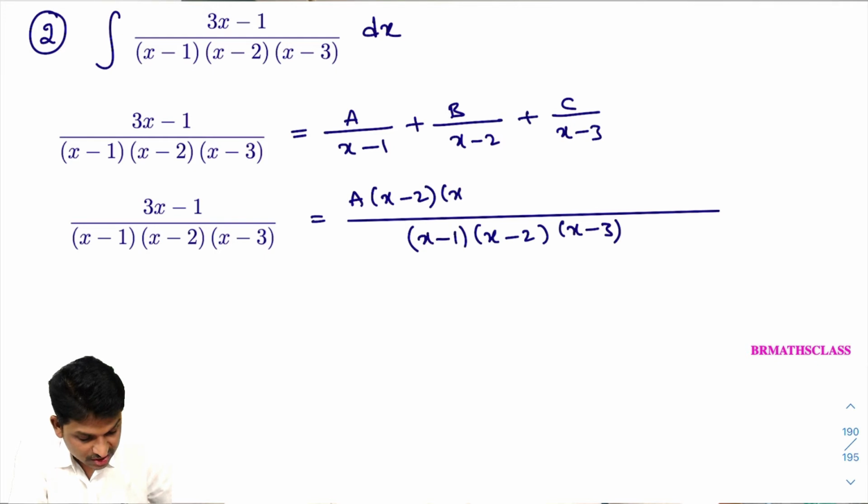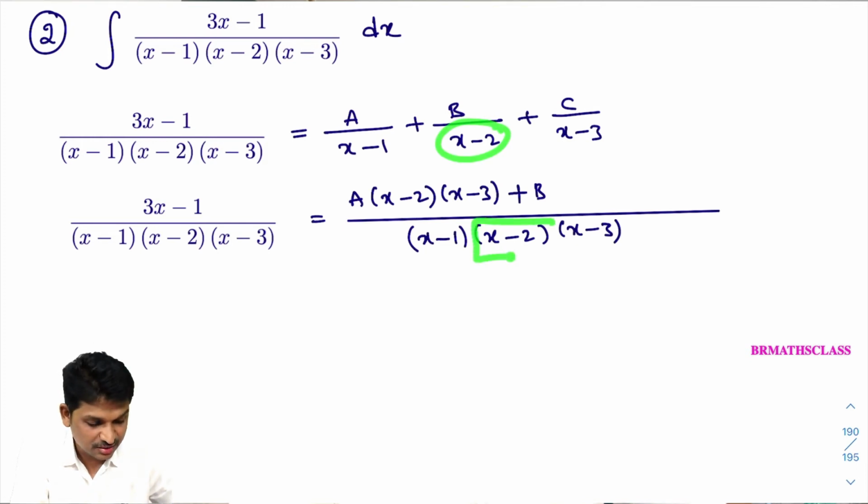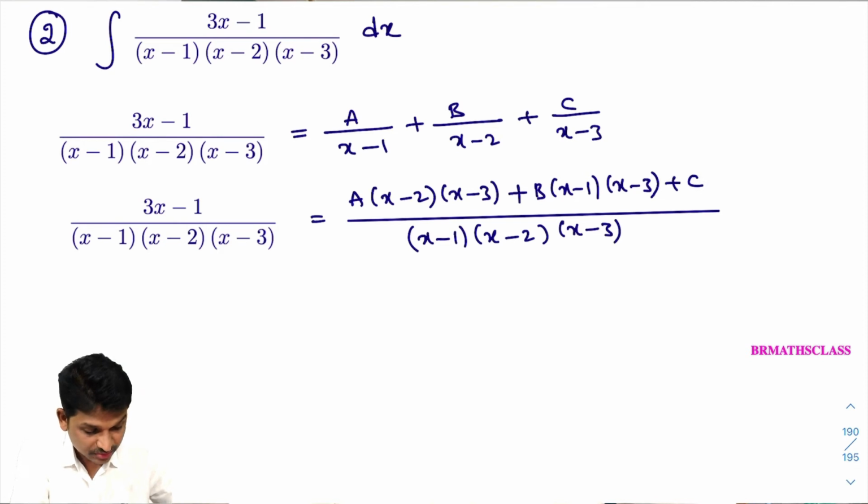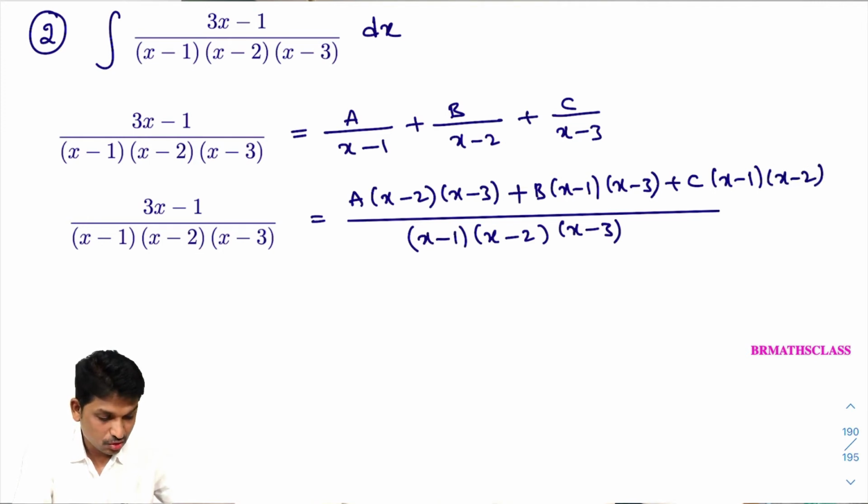A into (x minus 2)(x minus 3) plus b into, look here, x minus 2 is there. In the denominator, other than x minus 2, what are there? You write those things. What will you get here? (x minus 1)(x minus 3). Good. Plus c into, here x minus 3 is there. In the denominator, other than x minus 3, what are there? Those things you need to write. C into (x minus 1)(x minus 2). Okay. That's good.